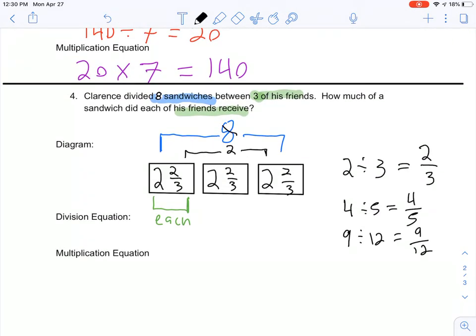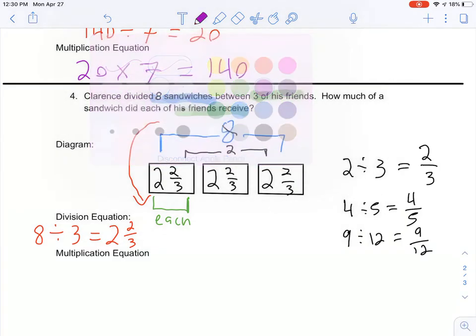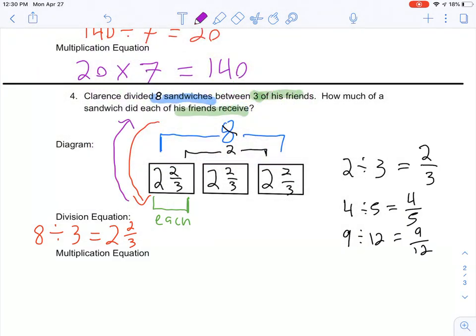So once again, for the division equation, we go from the top to the bottom. So we know that 8 divided by 3 equals 2 2/3. And if we reverse it for our multiplication, the inverse, 2 2/3 times 3 equals 8.